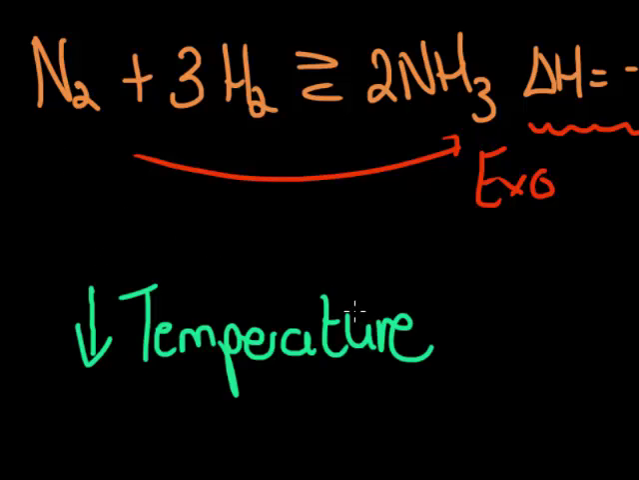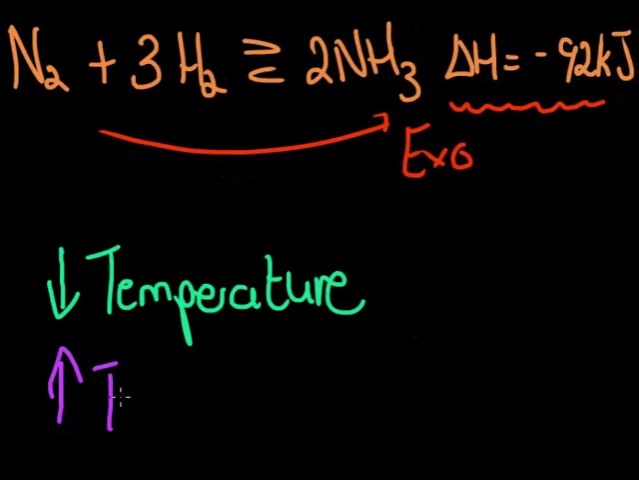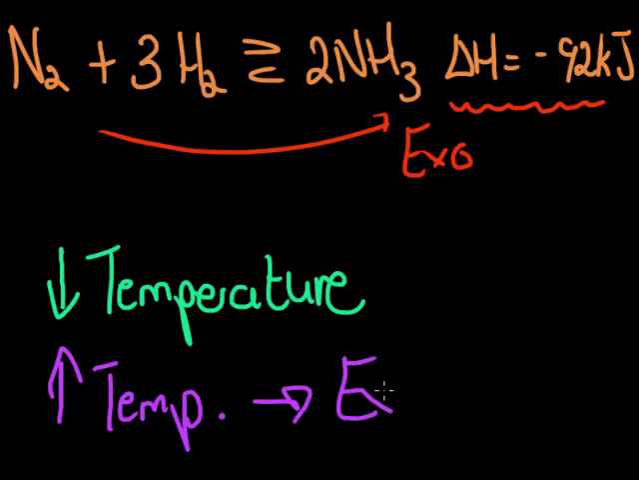So if we go and decrease the temperature, then the system would like to increase the temperature, and it would do so by favoring the exothermic reaction, which is then the forward reaction. But now there's a catch.